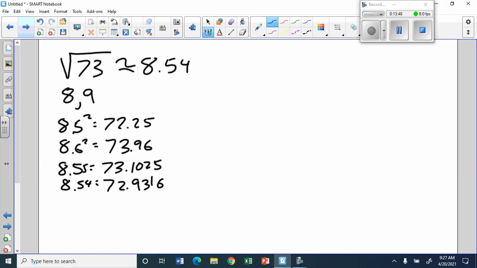Now if I pull out that same calculator and I actually hit the square root button, because calculators have an amazing thing called the square root button, the square root of 73 comes out to 8.544003745, and it's going to keep going and going. Does that make sense? Easy enough?